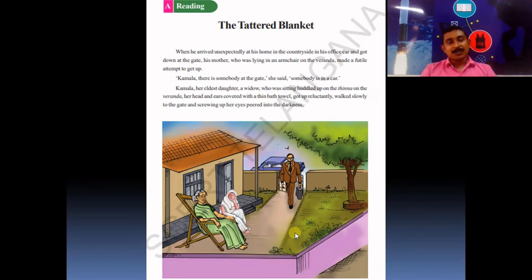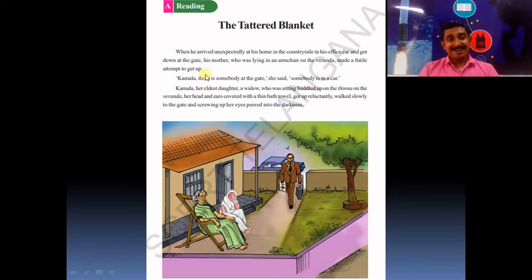Let us come back to the lesson. When I read, please look at the text. When he arrived unexpectedly at his home in the countryside in his office car and got down at the gate, his mother, who was lying in an armchair on the veranda, made a futile attempt to get up.